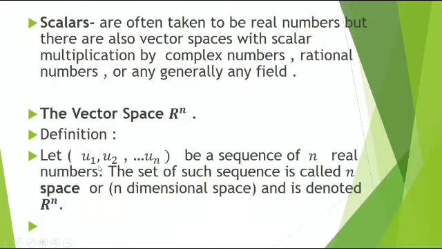Let u1, u2, ..., un be a sequence of n real numbers. The set of such sequences is called n-space or n-dimensional space and is denoted R^n. So R^n consists of all column vectors V with n components. The components of V are real numbers. So the n-dimensional space is just the space where the points are n-tuples of real numbers.